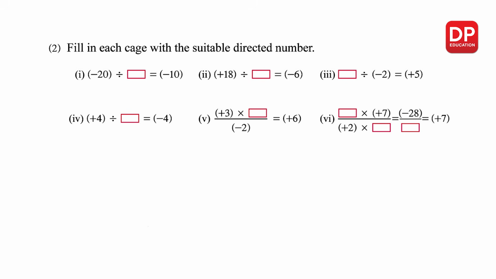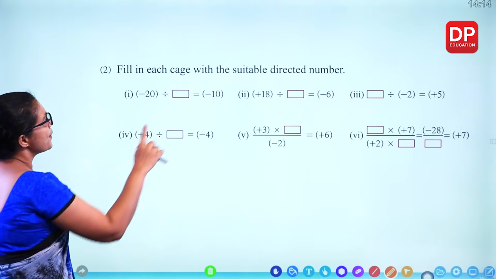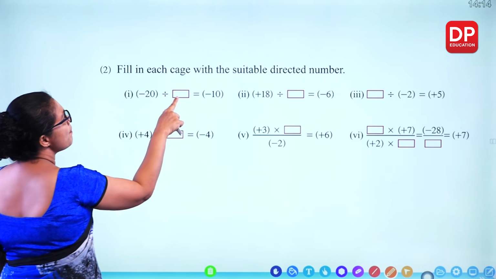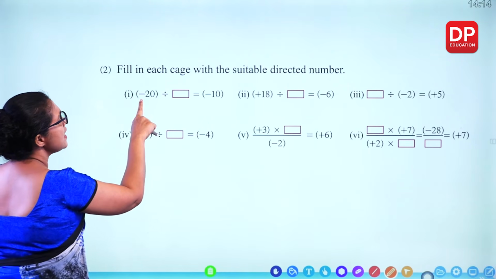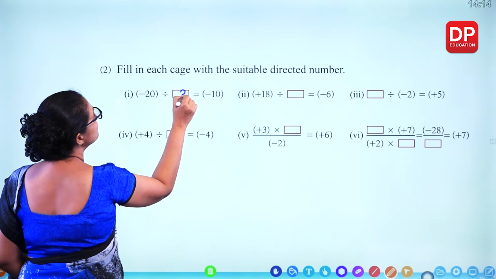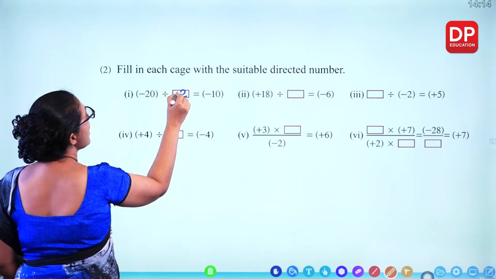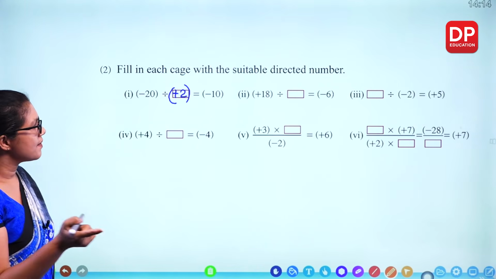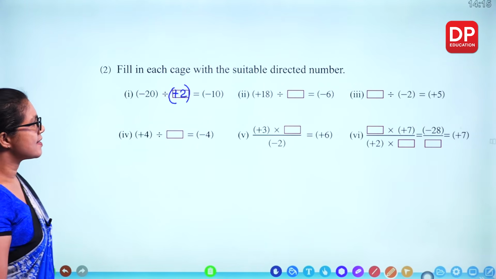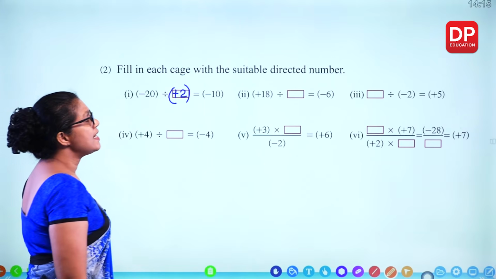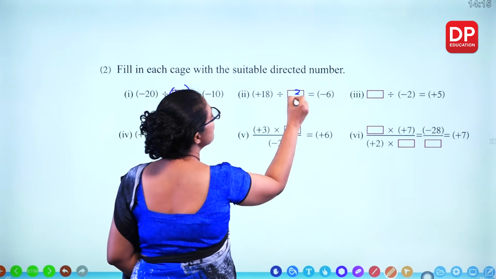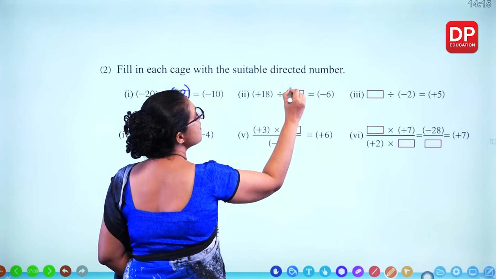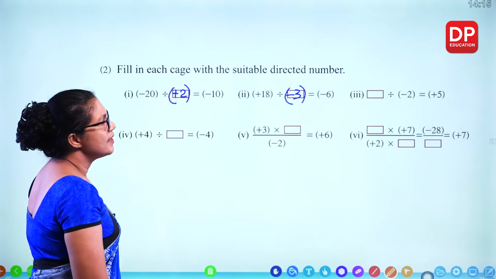Fill in each cage with the suitable directed number. Answer is negative. That means you are getting a plus value. So 20 divided by 2, you get 10. So plus 2, because minus and plus, the answer is negative. 18 and 6, how do you get 6? 18 divided by 3. Now decide the sign. This is plus. Answer is negative. That means you are getting negative 3.